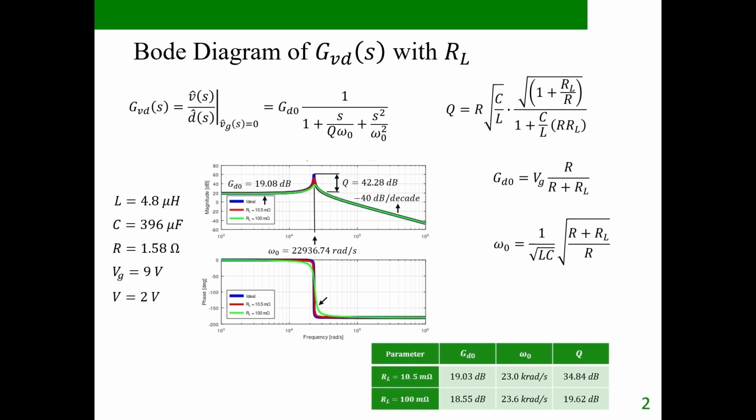Next, we will continue by examining how the ESR of the output capacitor shapes the transfer function. After that, we will combine both parasitics and discuss how they impact the final plant model we use for compensator design.